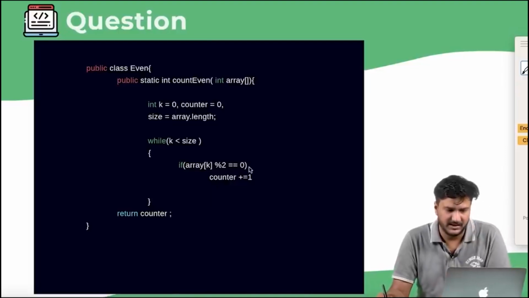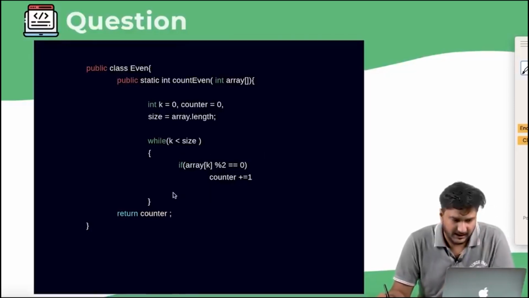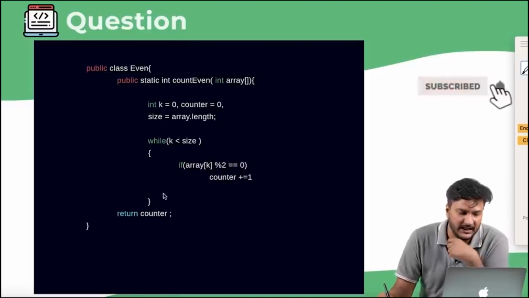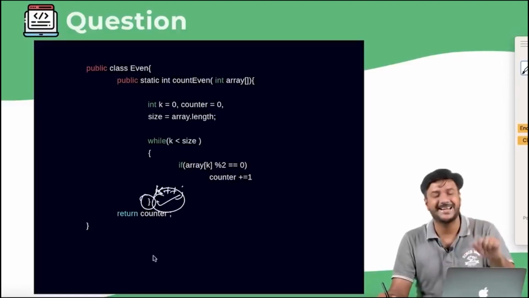K plus plus should be inside this while loop, outside this if block. In either case, even if you get an even number or you don't get an even number, there should be an additional line saying k plus plus before this while loop ends here. So that's exactly what you need to do.